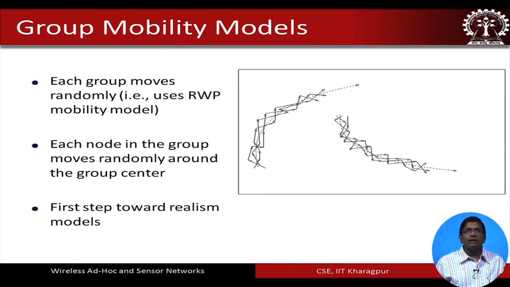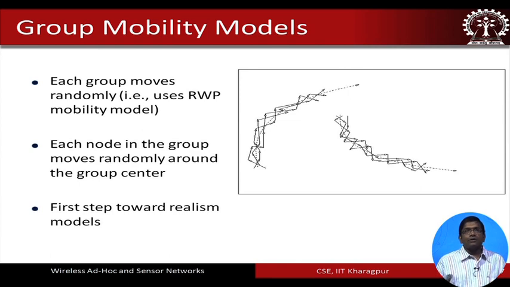Now, what we see is the group mobility model. Here each group moves randomly. In the previous models that we have seen so far, we considered the mobility of a single entity, the mobility of a single node. However, in real life, we encounter scenarios where groups of people may walk in a particular pattern, where there are flocks of birds that fly in a particular pattern, and so on.